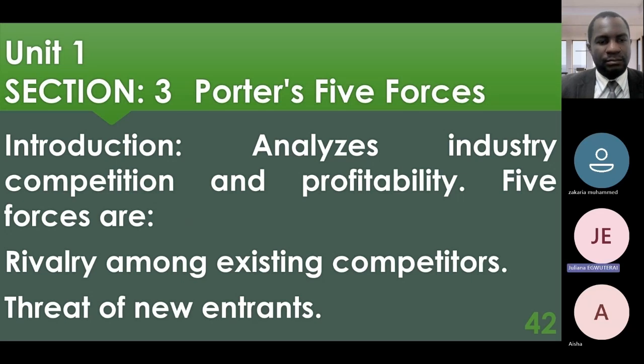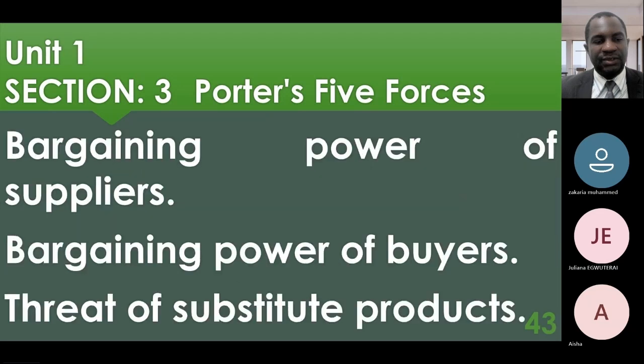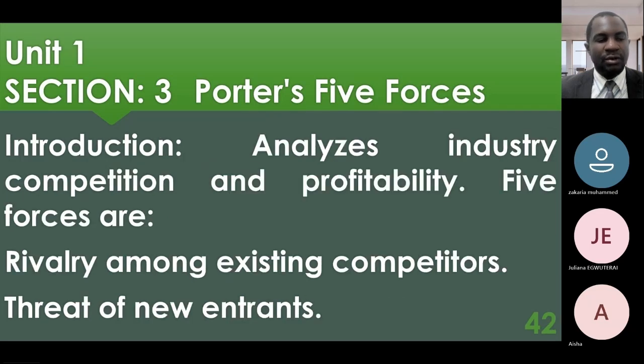Rivalry among competitors. Apologies. So we have rivalry among existing competitors. Threat of new entrants. Existing competitors. Bargaining power of suppliers, bargaining power of buyers, and threat of substitute products. Thank you for that correction. So we have 5 forces or 5 issues in the market, and that is why they are the 5 forces.